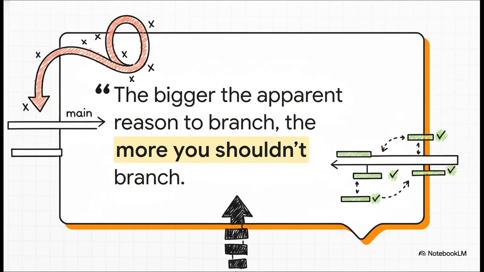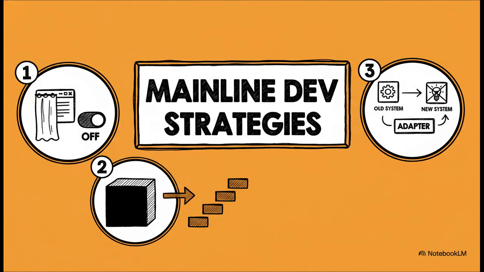Now, this quote here is fantastic because it's so counterintuitive, isn't it? When you're facing a massive, really scary change, your gut instinct is to wall it off, to isolate it on a branch so it can't hurt anything. But the argument here is that this is exactly when you shouldn't branch. And why is that? Well, because the bigger the change, the more painful and the more error-prone that final merge is going to be. It's much better to deal with that integration pain in small, manageable little bites along the way. So how do we actually do this in practice?